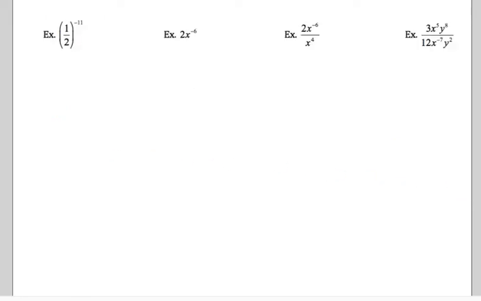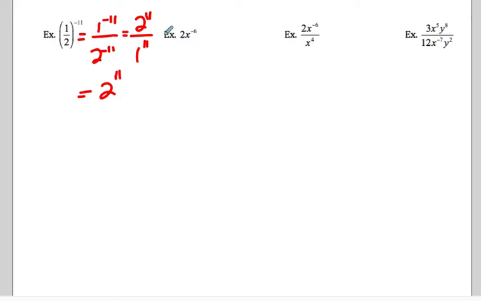Let's look at the last 4 examples. 1/2 to the negative 11th. Again, this negative 11 is being applied to both the 1 and the 2. And to work out that problem then, we need to flip both. So we're going to get 2 to the 11th over 1 to the 11th. 1 to the 11th is just 1, so our final answer is just 2 to the 11th.